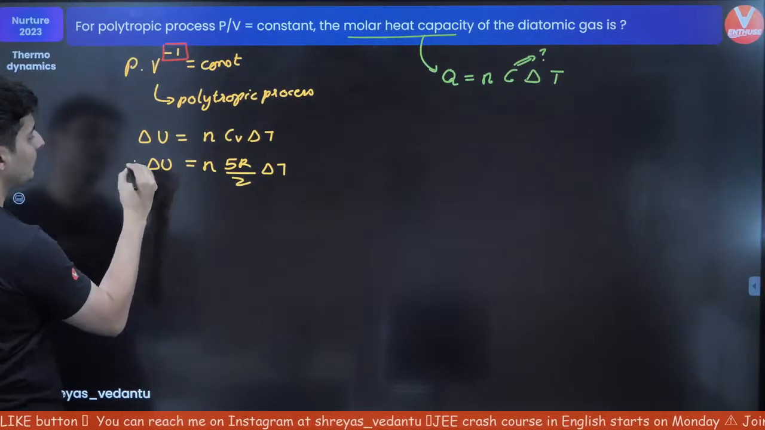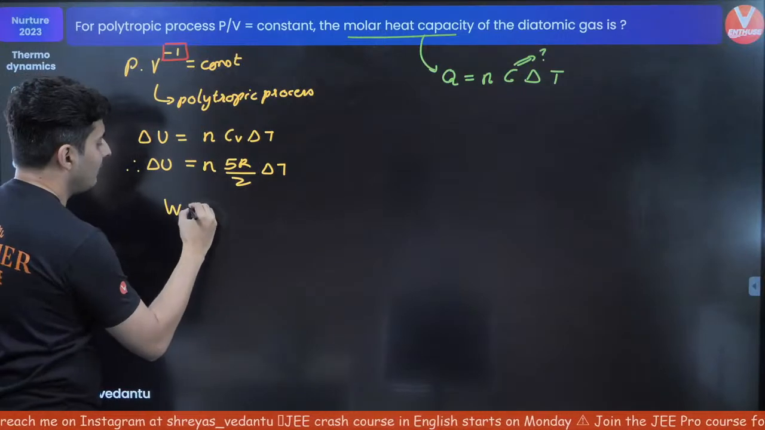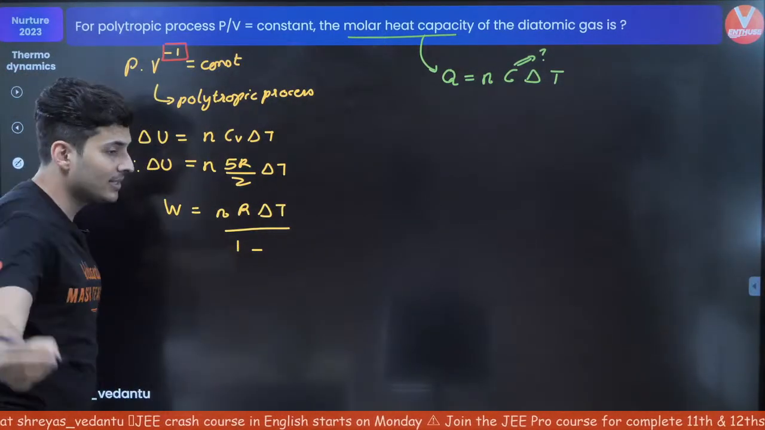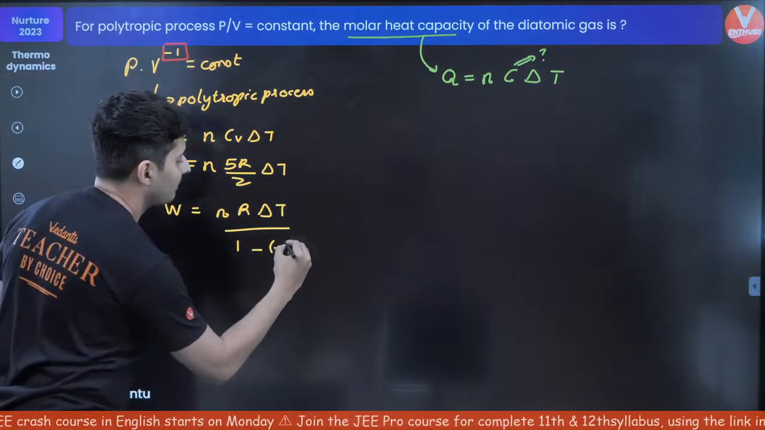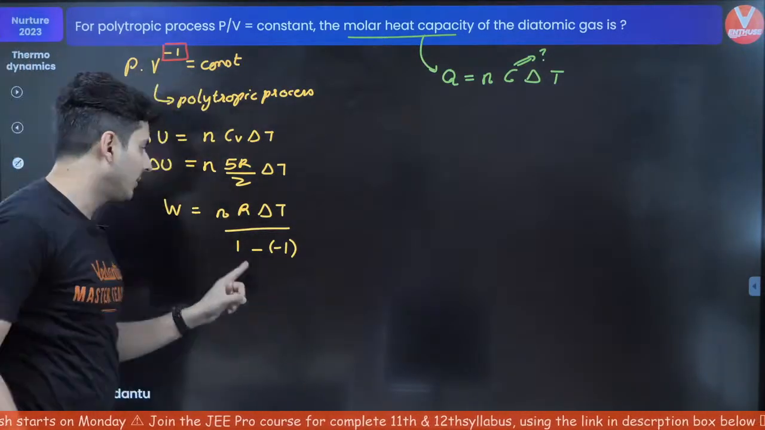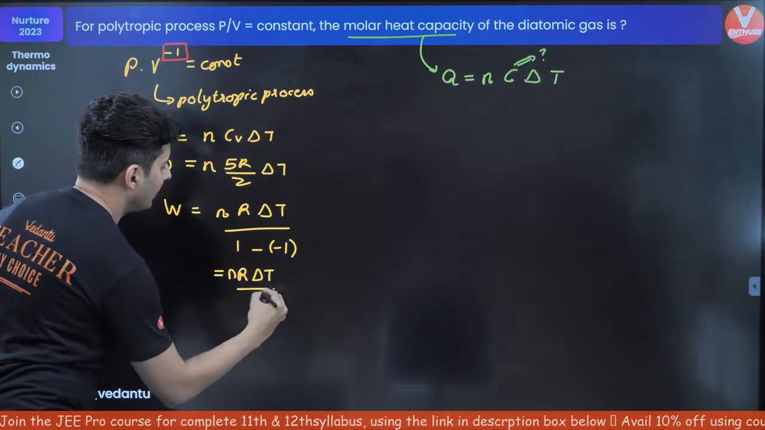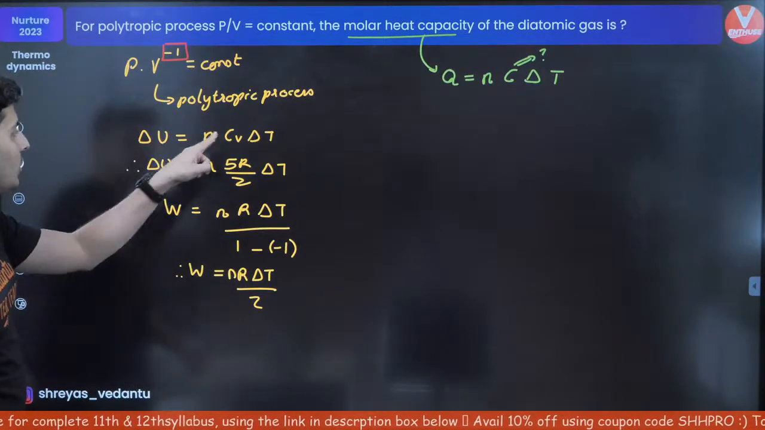That's your delta U. Next, work by formula is nR delta T divided by 1 minus that power, which is there. That power is -1. Remember, nR delta T upon 1 minus that exponent, whatever comes. So this will become nR delta T divided by 2. Work is known, delta U is also known.